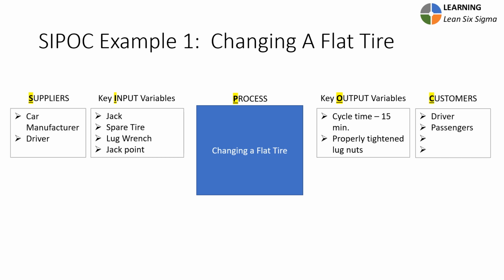So where the inputs come from: the car manufacturer, who provides the tools and the process, and of course the driver is the person doing the inputs and the process. I might want to list the driver as an input variable because it's not a robot. There is a required variable called the person who's jacking up the car. And then the consumer of the output variables, again, is the driver, and then perhaps the passengers.